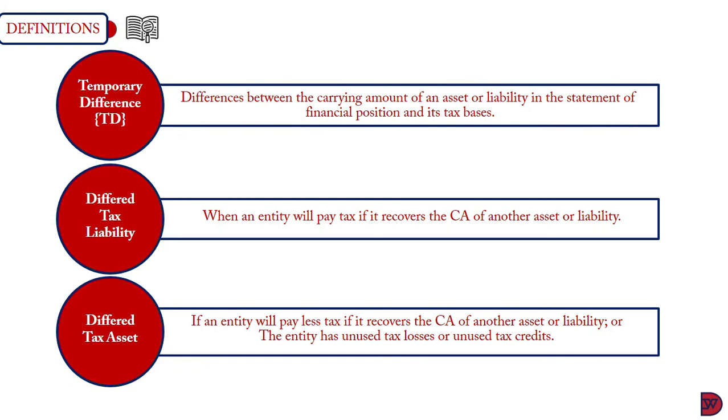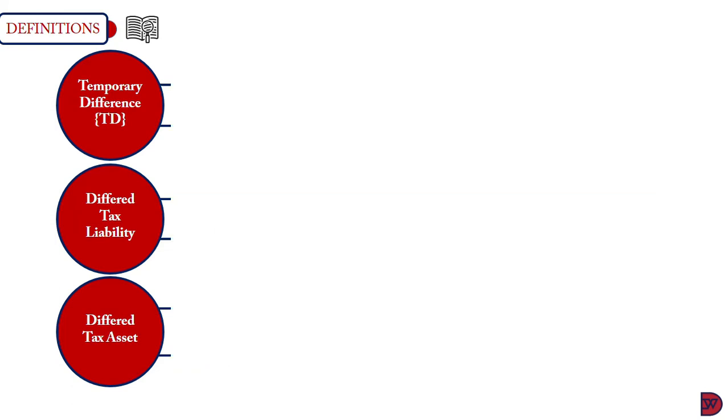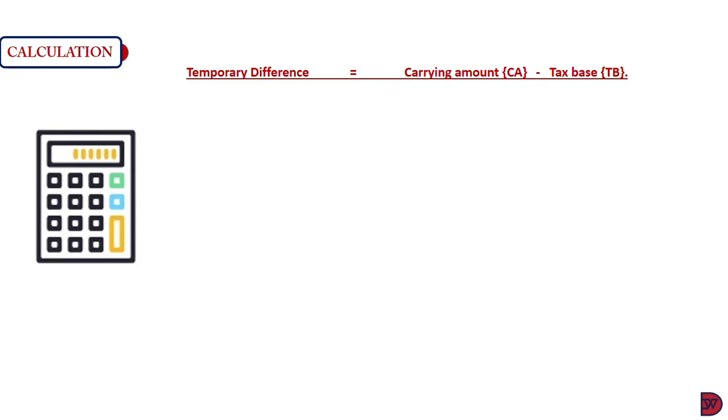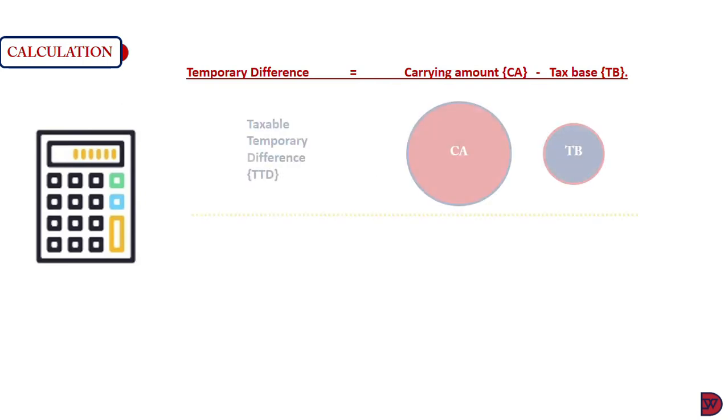Deferred tax also arises when the entity has unused tax losses or unused tax credits. Now let's look at the calculation of deferred tax. We'll start with the temporary difference. As we have explained earlier, it is when the carrying amount is different from the tax base. So it is the carrying amount less the tax base of an asset or a liability.